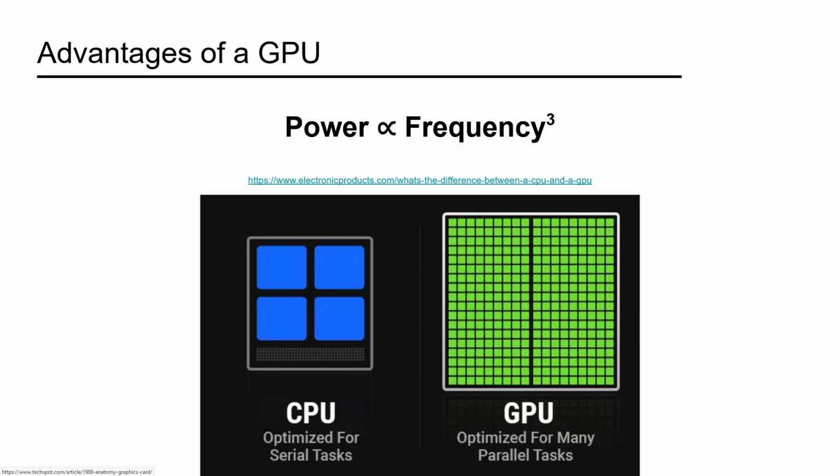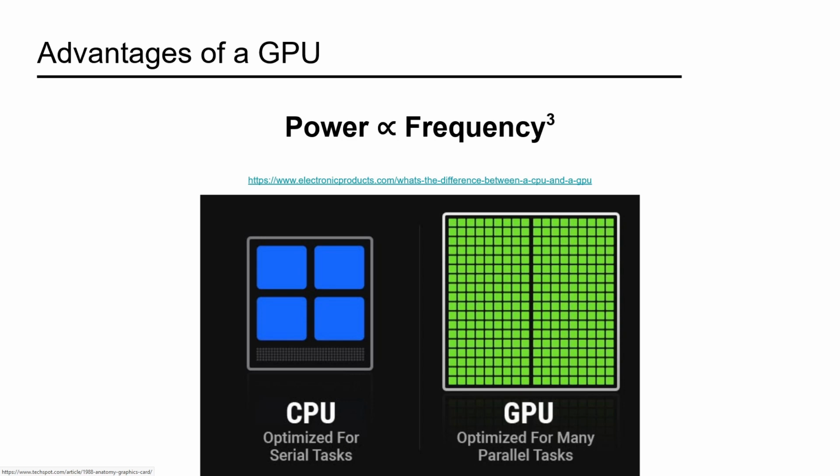The highly parallel nature of a GPU also helps us avoid the power wall. As we learned in the first lecture of this class, the power consumption of a hardware device is proportional to the cube of its frequency.